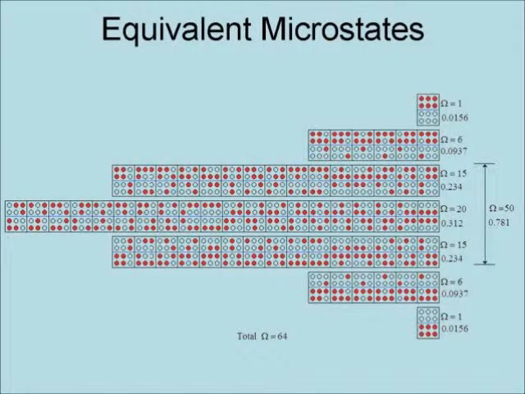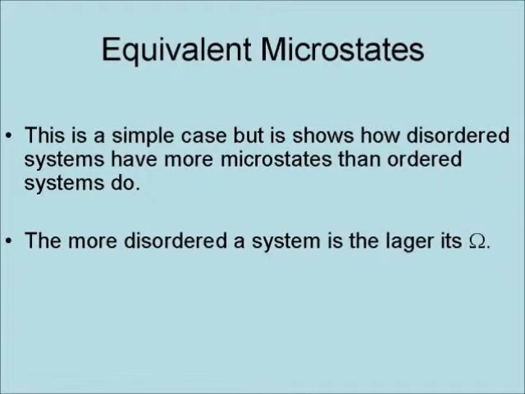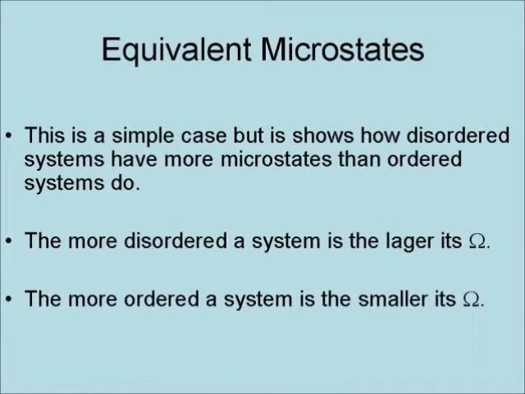3.12%. The next most ordered states, of which there are 12, have an omega of 12, and the probability of these arrangements is about 18.74%. And the most disordered states, of which there are 50, have an omega of 50, and the probability of these arrangements occurring is about 78.1%. This is a simple case, but it shows how disordered systems have more microstates than ordered systems do. The more disordered a system is, the larger its omega is. And the more ordered a system is, the smaller its omega is.